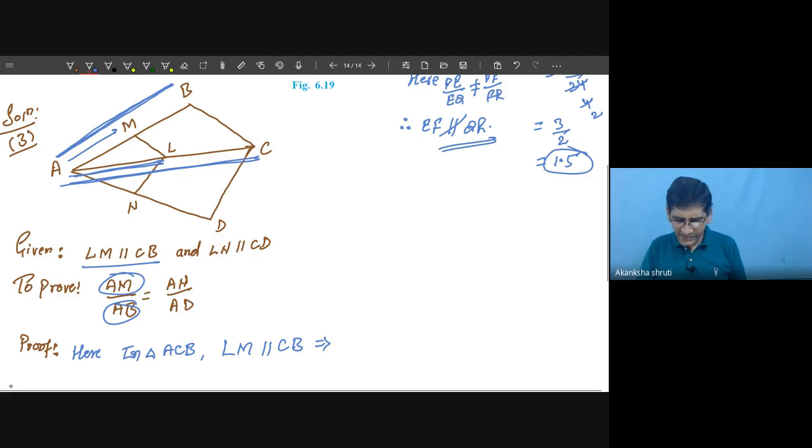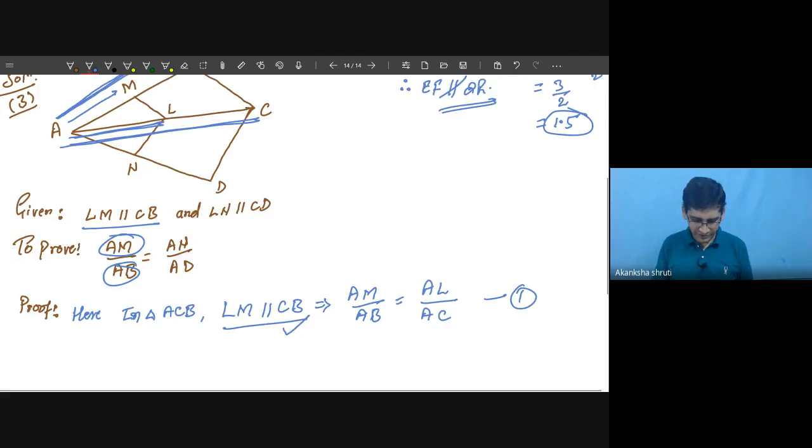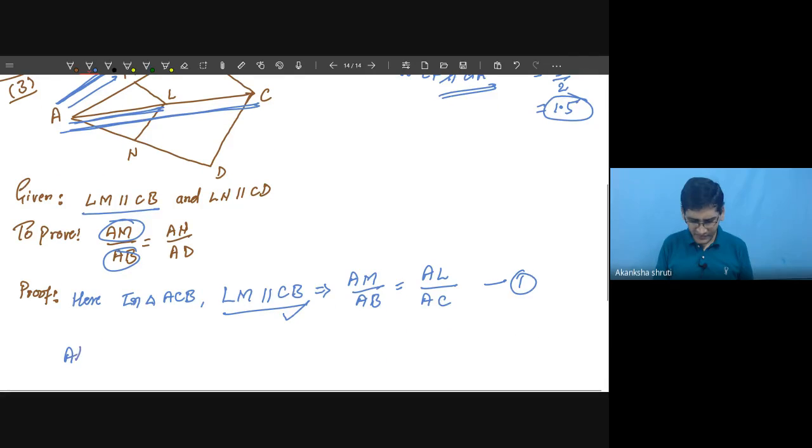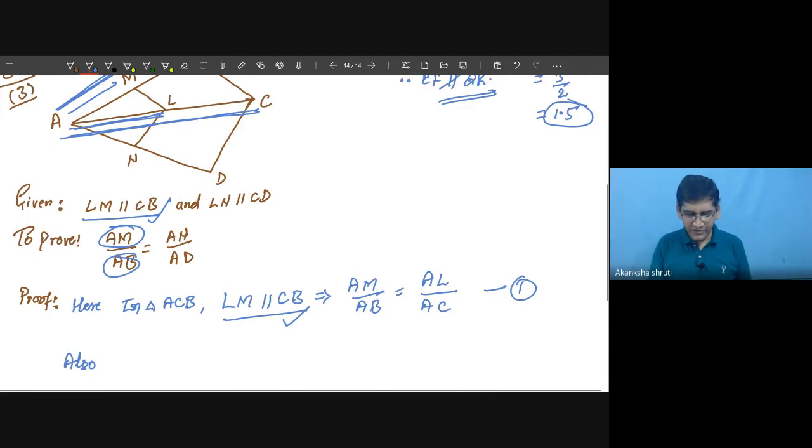So write directly AM by AB is equal to AL by AC. You have to take this as one. So one of the parallel conditions is used. Now we have to go for the other. So this is over, and one ratio we have written. Now let us go for the other.